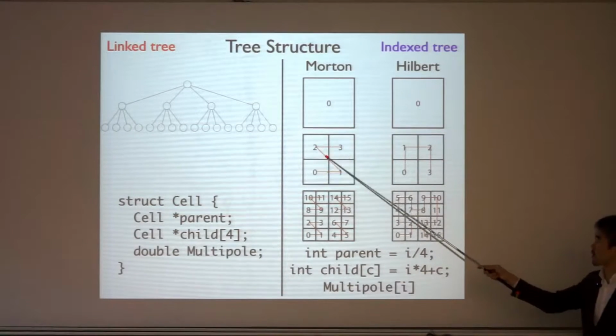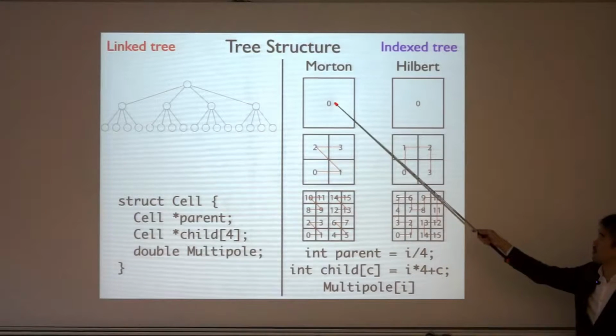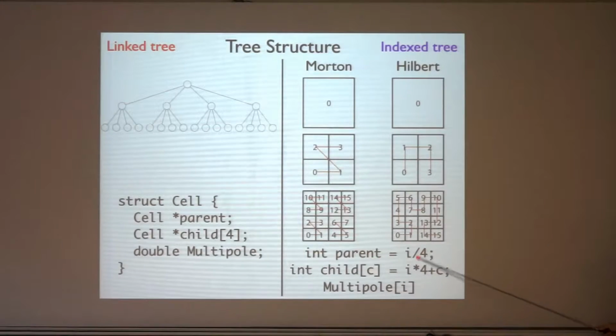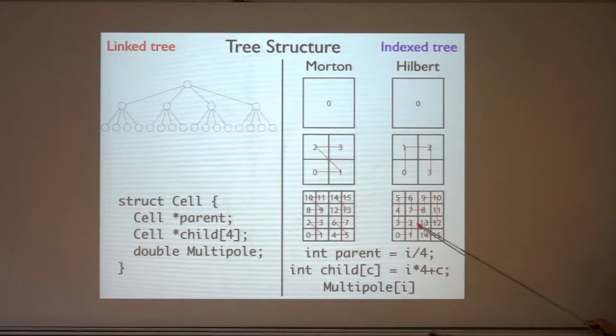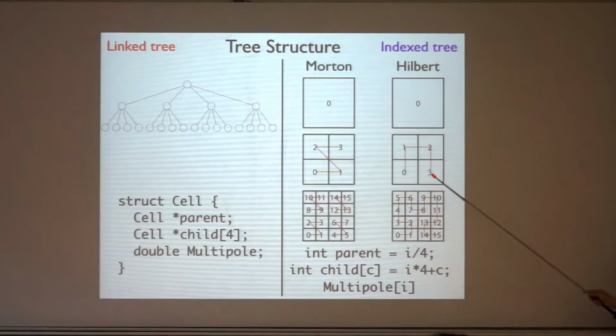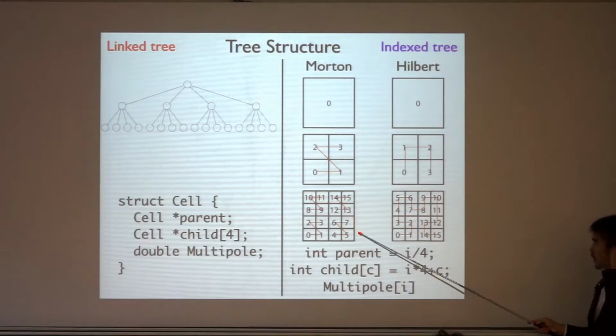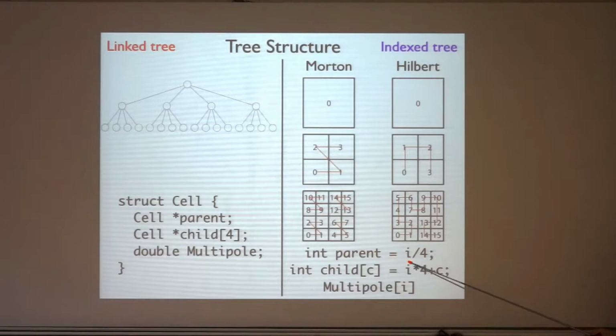Same for this box. If you divide this by 4, you will always get 0. So by just dividing by 4, and in 3D, it's the same, divide by 8, you can always get your parent number. Same for here. Look at these numbers. If you divide these numbers by 4, you will always get the parent number, again and again. So it's a recursive structure that has a relation between its parent like this.